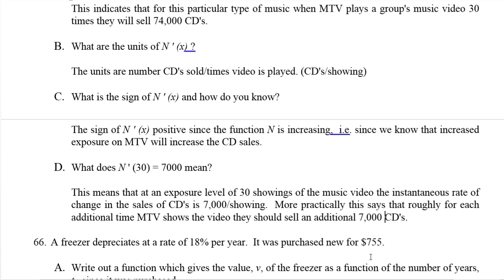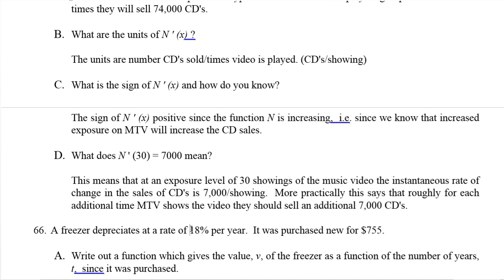And let's try a different one here. A freezer depreciates at a rate of 18% per year. It was purchased new for $755. Write out a function which gives the value v of the freezer as a function of the number of years since it was purchased.